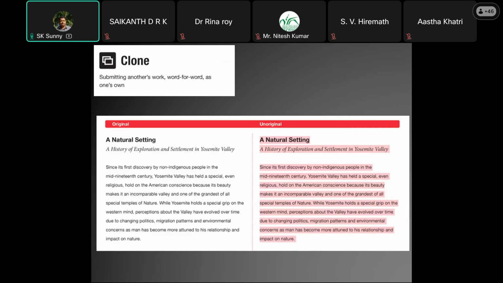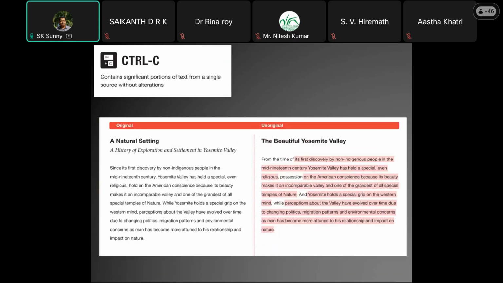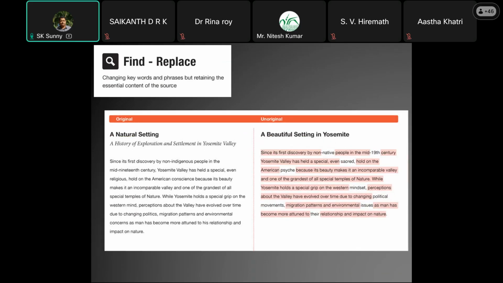This is cloning. Cloning means makhi ka makhi. On the left hand side is the original paper, and on the right hand side is the unoriginal one that I have written, for example. I have not changed anything. It is hubahu makhi ka makhi. This is called cloning. So this is a clear case of plagiarism, right? This is Control C. I copied and pasted and changed a few small words. It is clearly plagiarism. This is find and replace. A few words, synonyms I have changed. So this is a clear case of plagiarism. Just changing a few words is not enough.